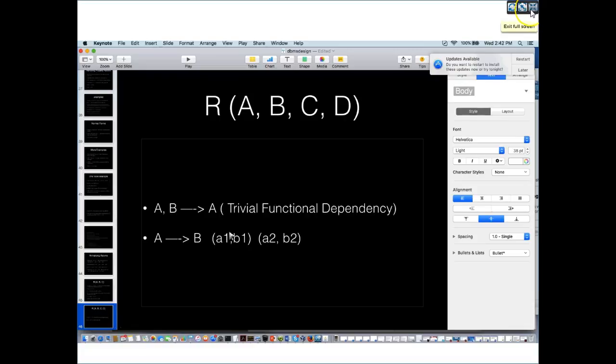Now look at this. What is this functional dependency saying? It is saying that if two tuples agree on the value of A and B, they also agree on the value of A. That is trivial, right?